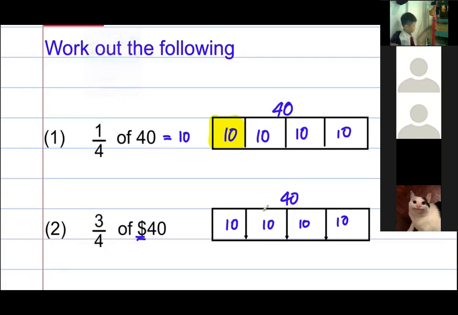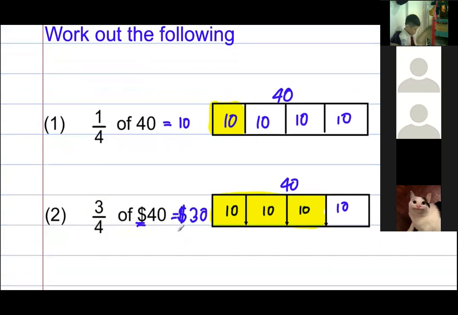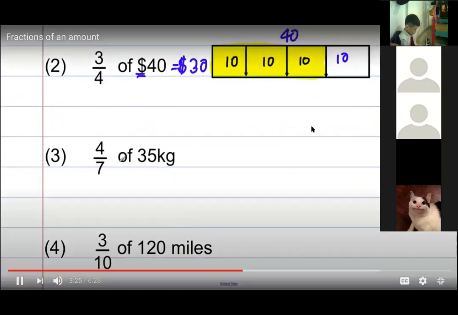We want 3 of those quarters, so this is the amount we want, which is 10, add 10 is 20, add another 10 is 30. Key thing here, don't just write equals 30. 30 what? $30, okay? There may be a mark for the unit in the exam. Okay, let's keep going. Just another 2 where the numbers are ever so slightly trickier.